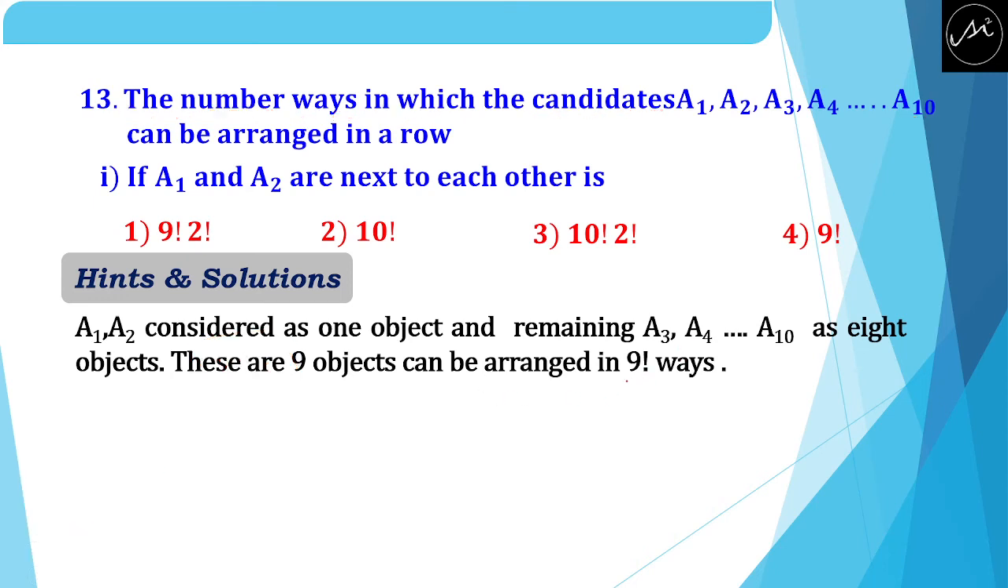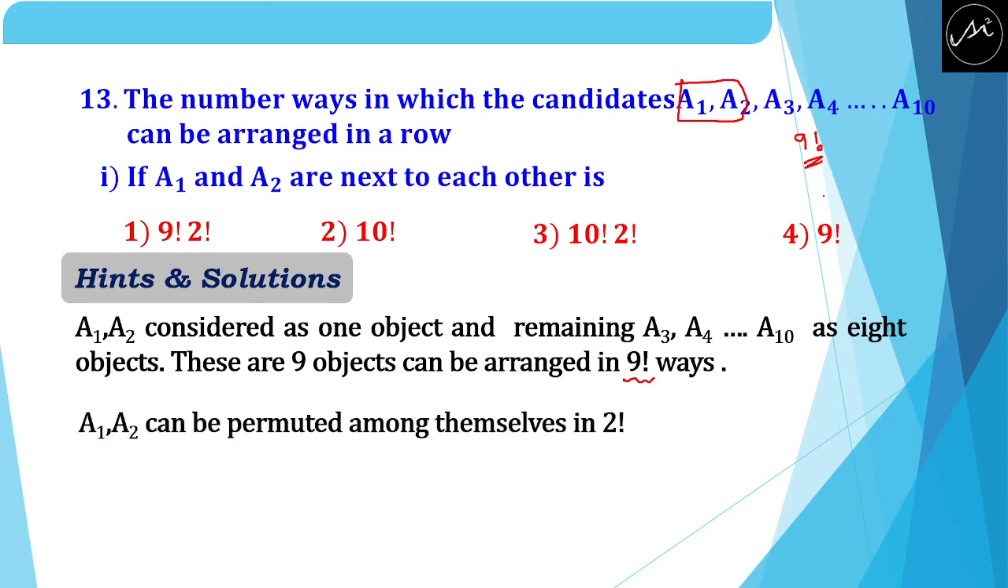The remaining 9 things can be arranged in 9 factorial ways. So total there are 10. Now A1 and A2 are considered as 1, so now they are converted to 9. So 9 factorial ways. And for the remaining, A1 and A2 here itself, here I can arrange A2, A1, and here A1, A2. These are the 2 ways, that is 2 factorial. Therefore 9 factorial into 2 factorial will be the right answer.